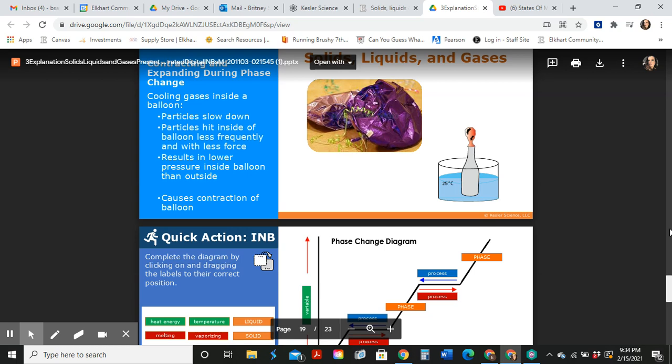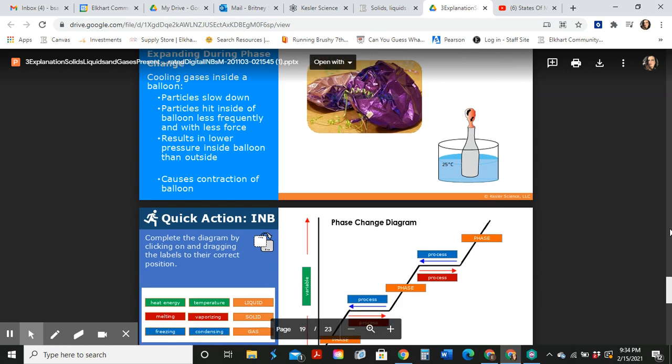Cooling gases inside a balloon. Particles slow down. Particles hit the inside of the balloon less frequently and with less force. It results in lower pressure inside the balloon than outside, and it causes the contraction of the balloon, or the deflation of a balloon.